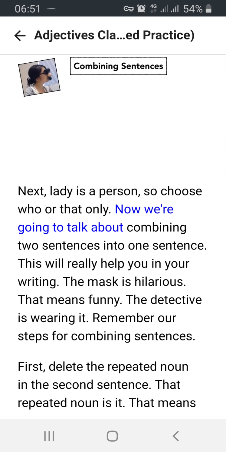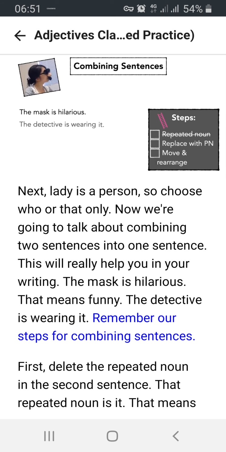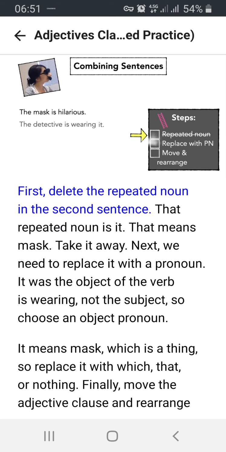Now we're going to talk about combining two sentences into one sentence. This will really help you in your writing. The mask is hilarious. That means funny. The detective is wearing it. Remember our steps for combining sentences? First, delete the repeated noun in the second sentence. The repeated noun is it. That means mask. Take it away.